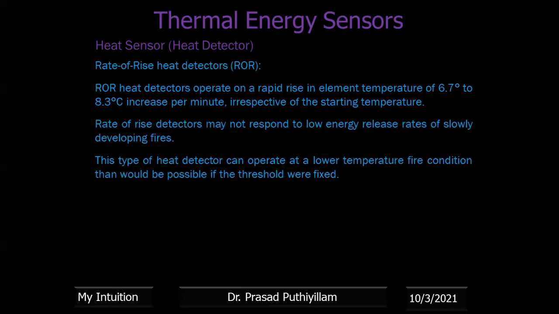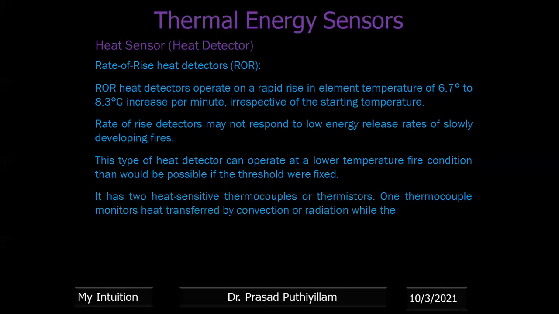Once the temperature increases at a fast rate, at 6.7 to 8.3 degrees Celsius per minute, only then can it detect. That is the rate of rise heat detector. A fixed temperature detector can operate at a low temperature fire condition. Operation would be possible if the thresholds are fixed. If we can change the element present in it, or by fixing the temperature limit, even low temperature detection is also possible. But in general cases, it is not used for that.